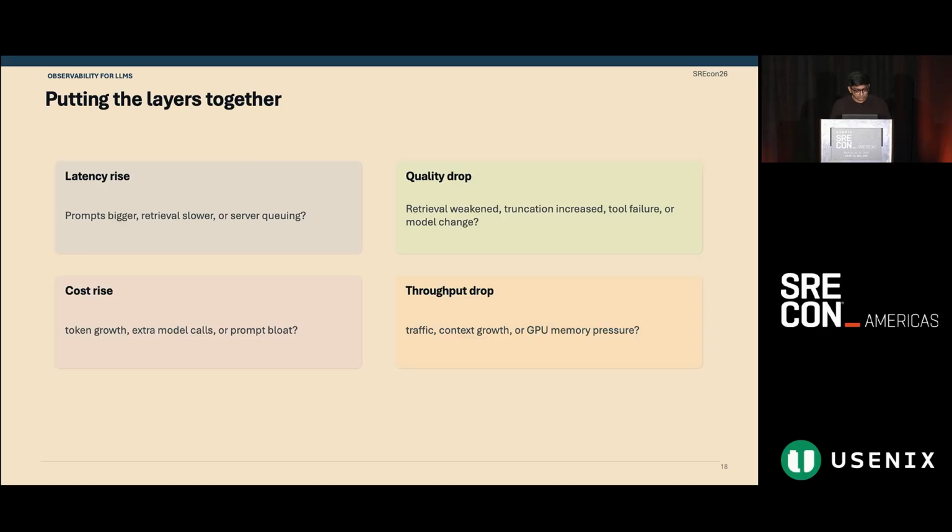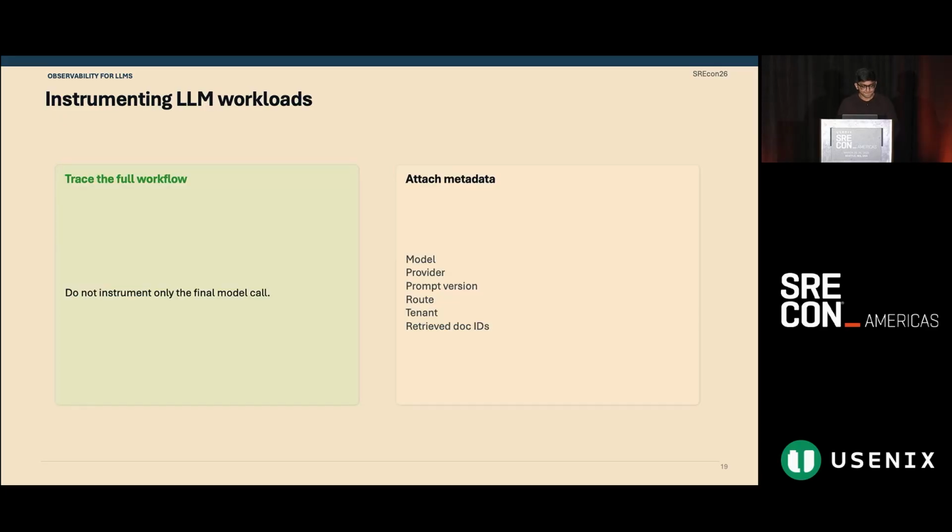Throughput drop can be due to increase in traffic, increase in context, or GPU memory pressure. So when instrumenting LLM workloads, we should not just instrument the model call, the request to the model and the response. We should trace the entire workflow. As we discussed earlier, that means going through all these steps: the prompt construction, retrieval steps, model call steps, and then the response construction steps and evaluations.